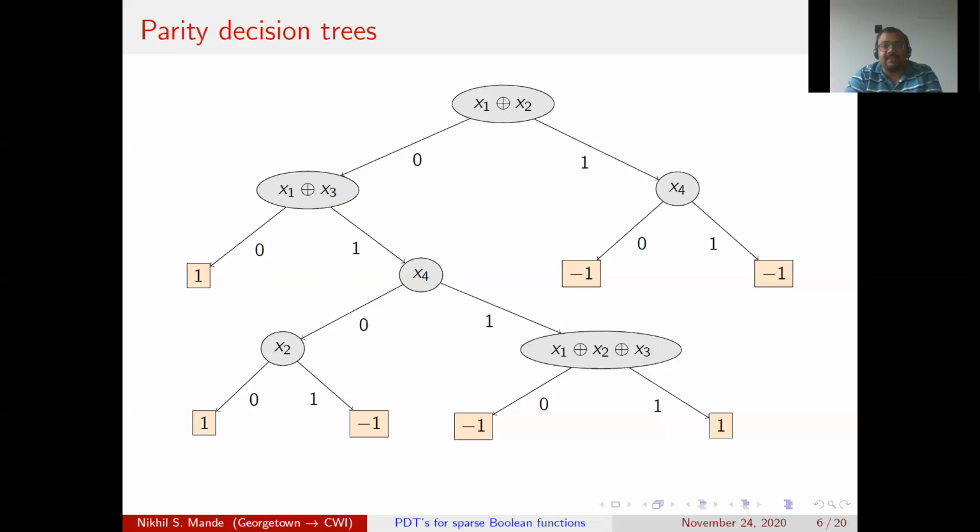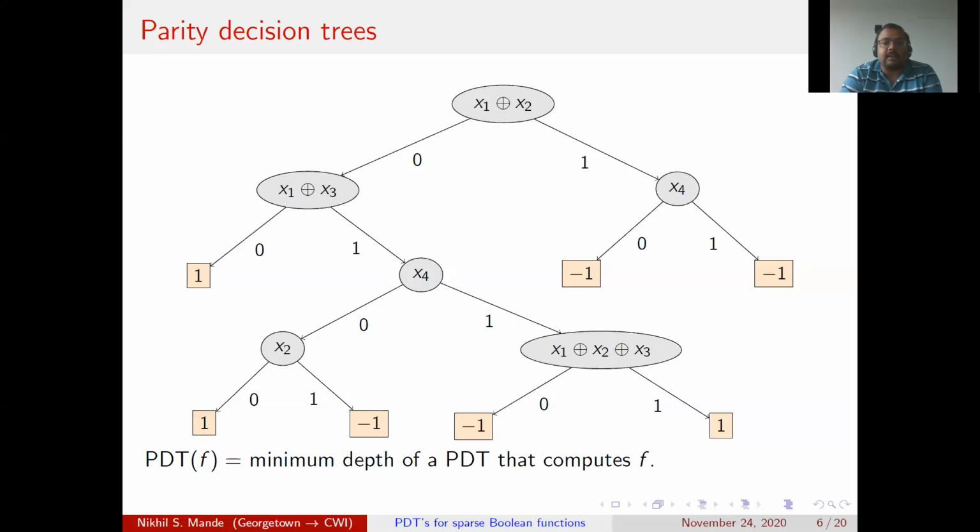If you're not familiar with decision trees, let me try to explain via this example. So this parity decision tree takes as input a 4-bit string and outputs a value in {1, -1} the following way. First, it queries x1 xor x2. If it's 0, go to the left subtree. If it's 1, go to the right subtree. And iteratively keep doing this until you hit a leaf. And if you hit a leaf, then output the value at that leaf. So for example, if I query x1 xor x2, I get a 0. Query x1 xor x3, get a 0. Output the value 1. So this parity decision tree computes a particular Boolean function on 4 input bits.